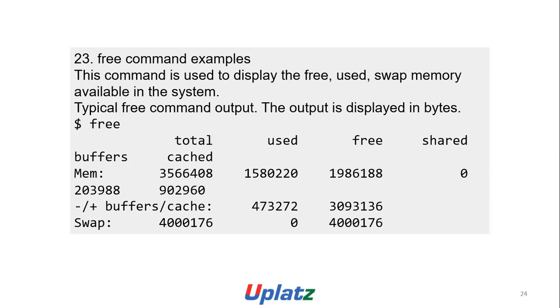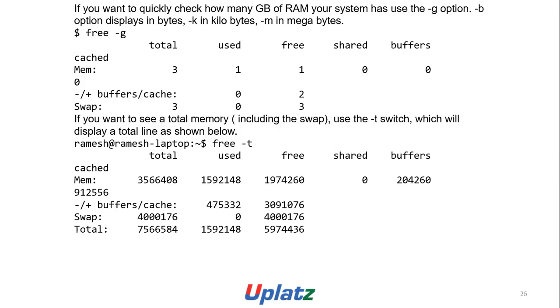Free command example: this command is used to display the free, used, and swap memory available in the system. The typical free command output is displayed in bytes, showing total, used, free, shared, buffers, and cache information. If you want to check how many GB of RAM your system has, use the -b option to display in bytes, -k in kilobytes, and -m in megabytes, free -g. If you want to see the total memory including swap, use the -t switch, which will display a total line as shown below.